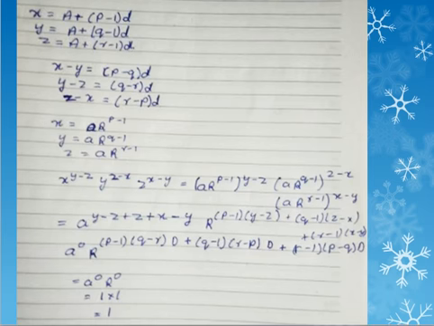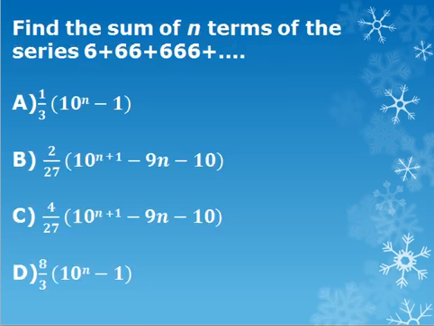Now let's go to another question. Now find the sum of n terms of the series 6 plus 66 plus 666 and so on. This is not an arithmetic progression, because the difference of the first term and the second term is 60, whereas the difference of the third term and second term is 600. So that's not an arithmetic progression.